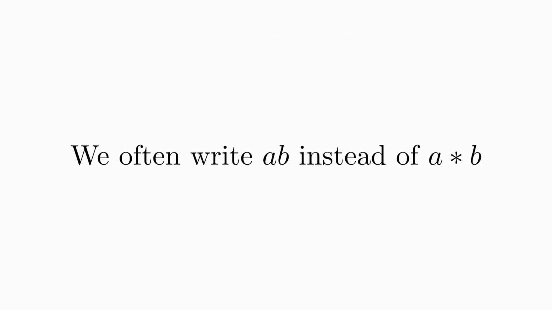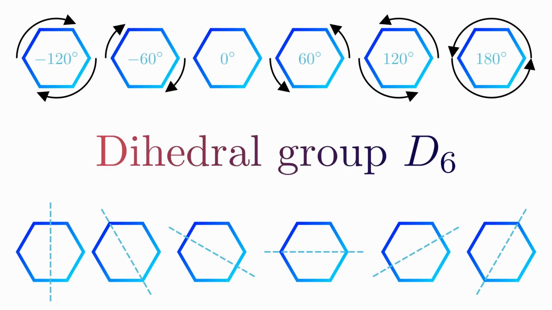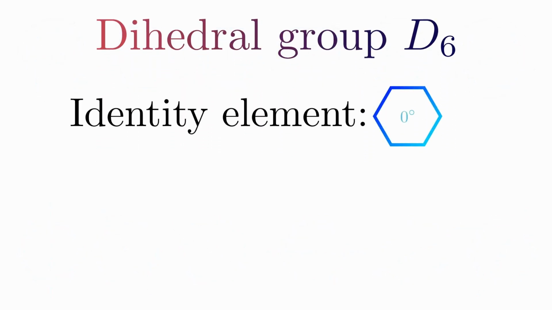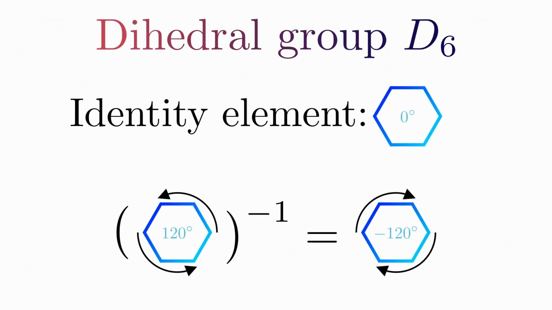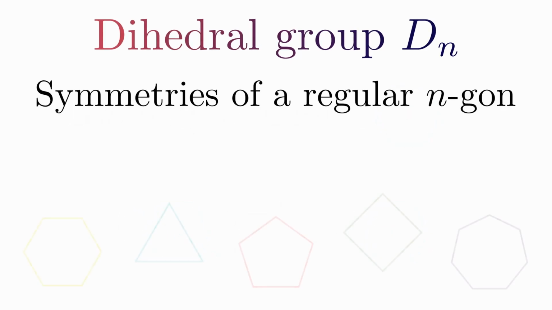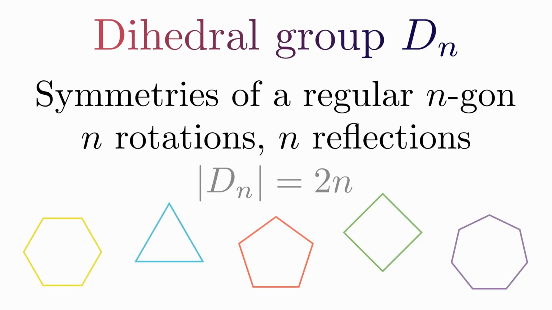Let's look at some examples of groups. We already saw that the symmetries of a hexagon form a group. This is called the dihedral group D6. The identity element is the rotation of 0 degrees. The inverse of the rotation by 120 degrees is the rotation by -120 degrees. Every reflection is its own inverse. More generally, the dihedral group Dn describes the symmetries of a regular n-gon. It consists of n rotations and n reflections, giving it a total of 2n elements.